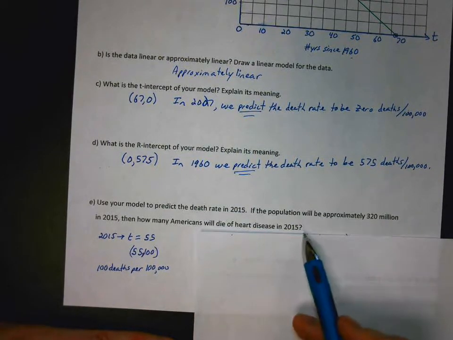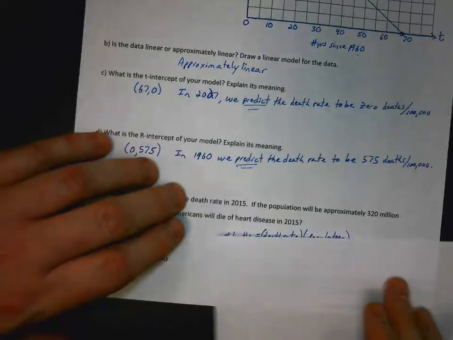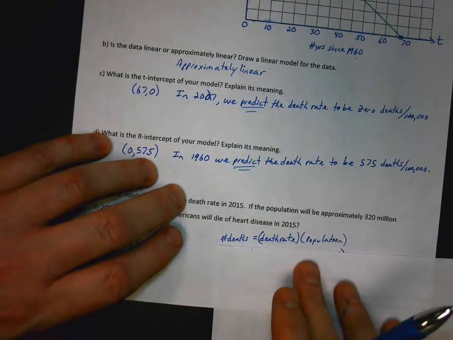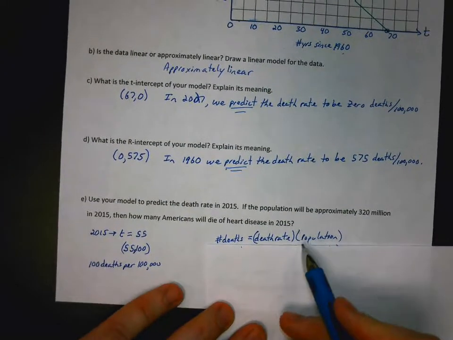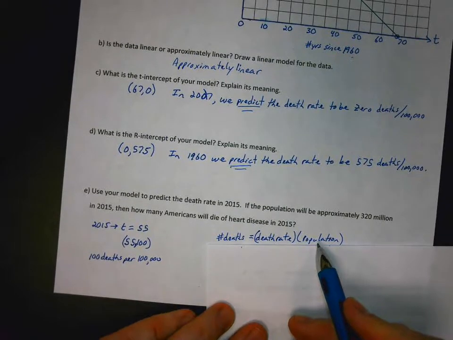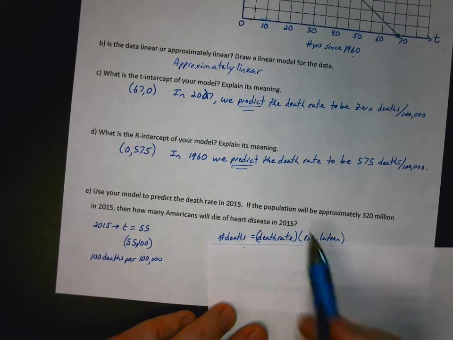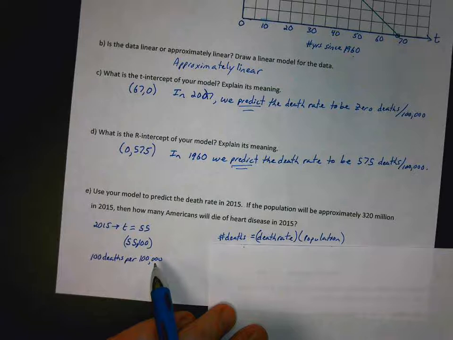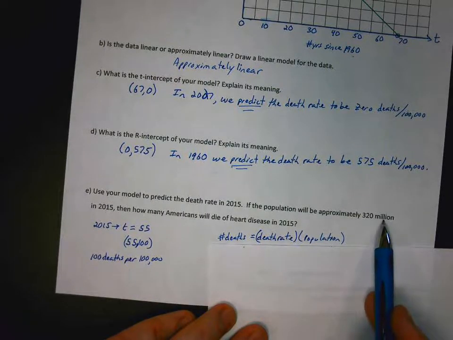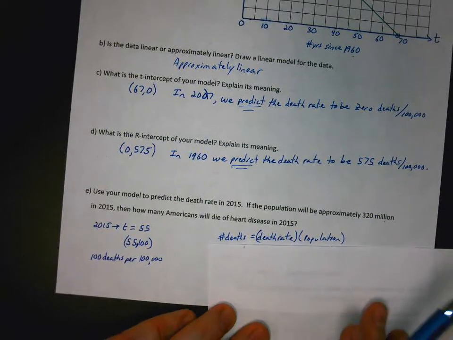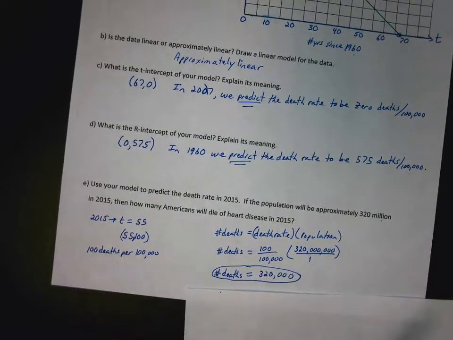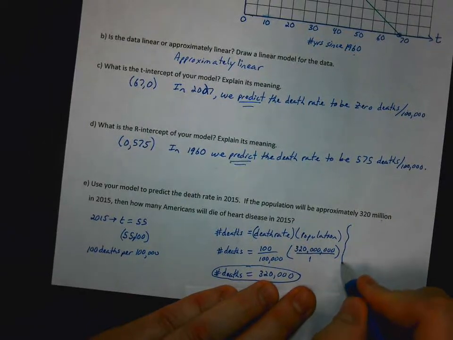Okay, so one way to look at it is the number of deaths would be the death rate times the population. So if we know that there's 100 deaths for every 100,000 people, if you multiply that by 320 million people, that'll give you the number of deaths. Okay, so that's one way to find the answer. 320,000 deaths.